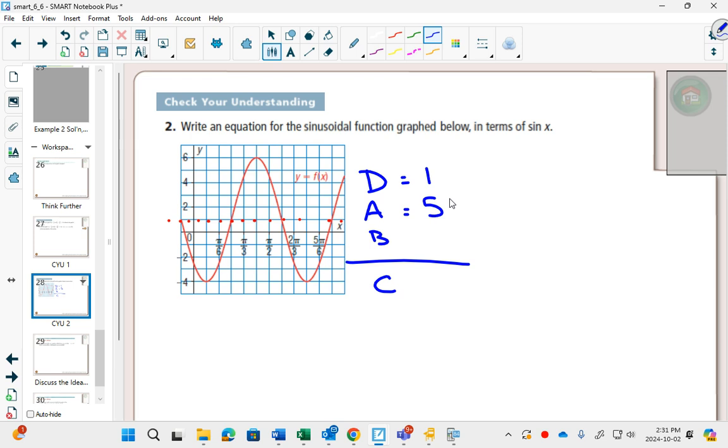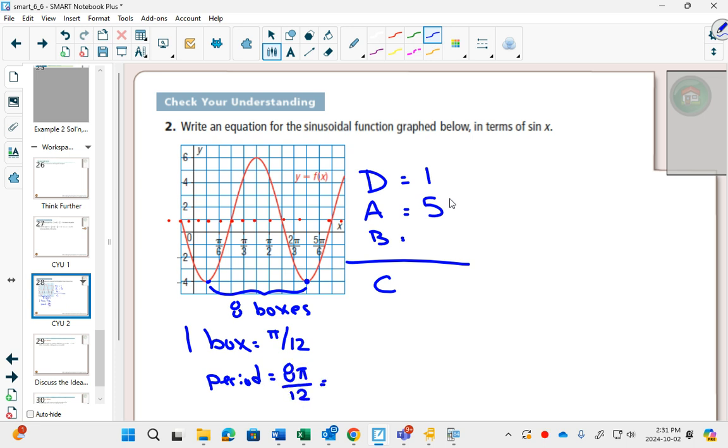Now to calculate my B value, well, B value is related to the period, and if I go from minimum to minimum here, 1, 2, 3, 4, it's like 8 boxes, I'll say. 8 little squares to go from minimum to minimum. That doesn't mean the period is 8, because 1 square, or 1 box, is equal to pi over 12. So my period is 8 of those, or 8 pi over 12, which is 2 pi over 3.